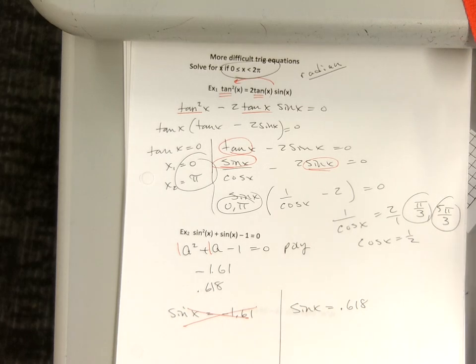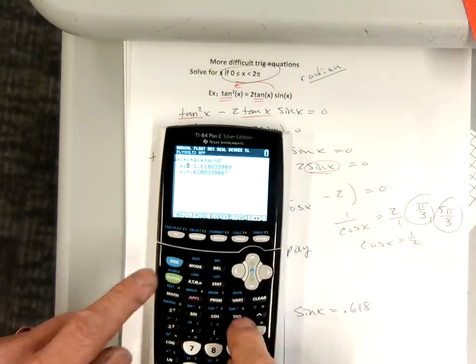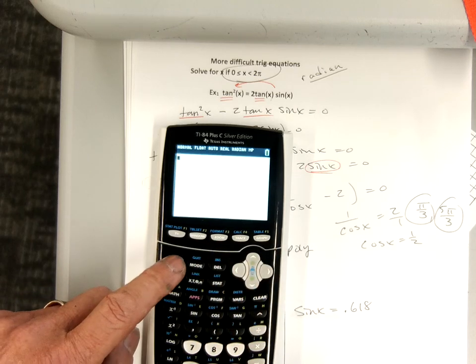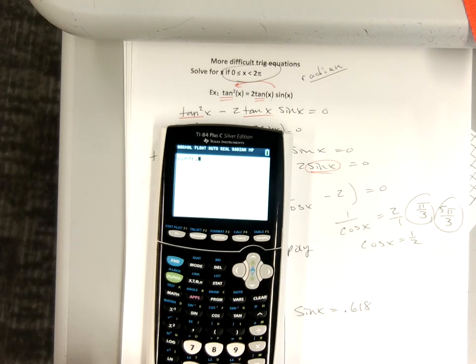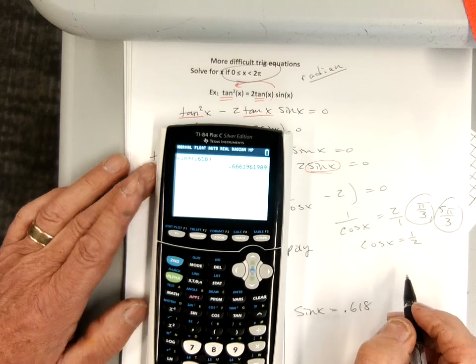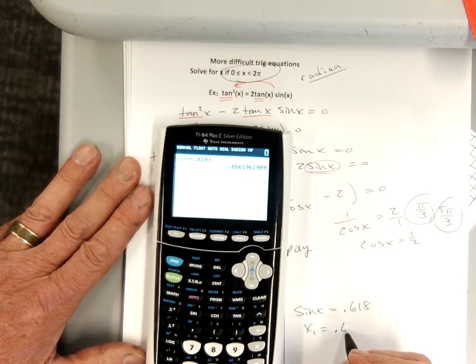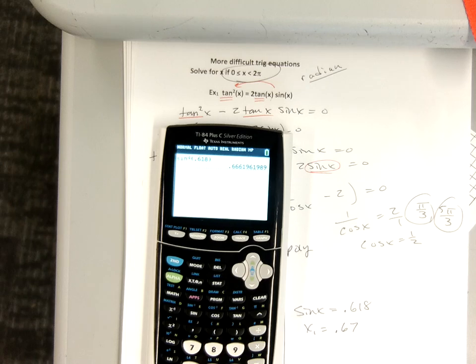In radian mode, I'm going to take the sine inverse of 0.618, and I get an answer of approximately 0.66. Oh, that's a good number. X1, we'll try to round that one to 0.67. So there's my first answer. This is my first angle.